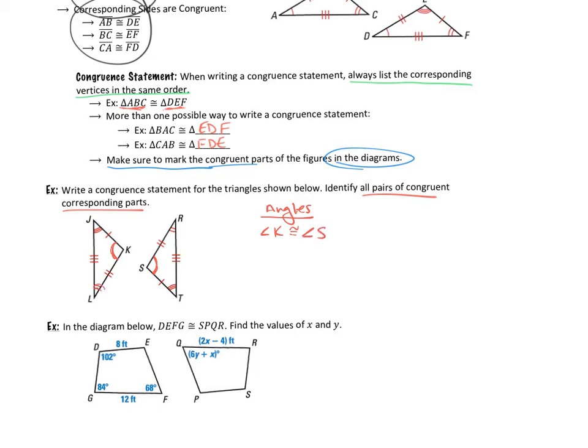L has two marks, and so does R, so we know that angle R is congruent to angle L. And then we are left with angle J must be congruent to angle T. So those are our corresponding parts that are angles. We can then list our sides, and these are also helpfully marked for us. So ST and JK correspond.